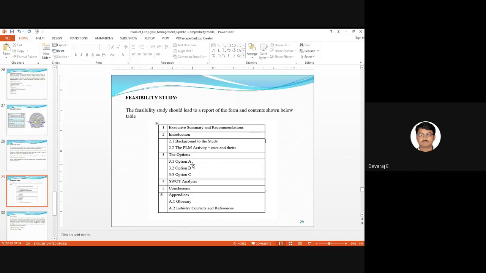So SWOT is nothing but S for strength, W for weakness, O for opportunity, and T for threats. This is very important. The strength, weakness, opportunity, and threats analysis is what we should do for the competitors. Strength means we should select the other products which they are manufacturing and see what the strengths of those products are. Then weaknesses: what are the weaknesses of the product?